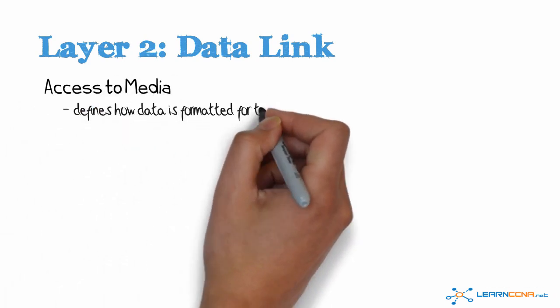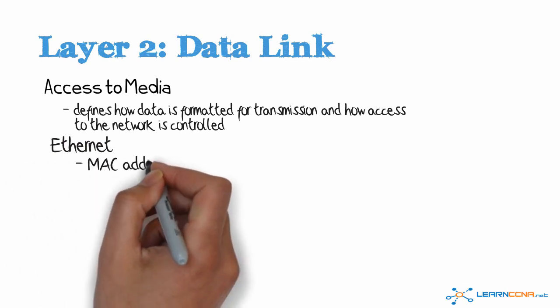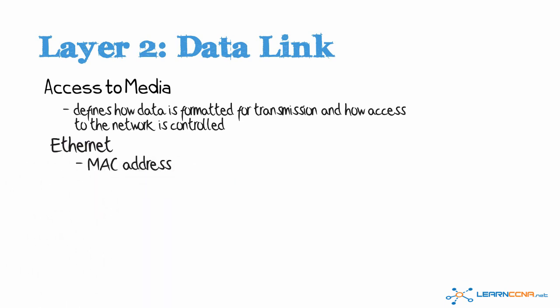Layer 2, or the data link layer, provides physical addressing and access to media. It is concerned with how data is formatted from upper layers for transmission over a given network technology. It is also concerned with how access to the network is controlled. An example is Ethernet, which uses a MAC address, or Media Access Control Address.